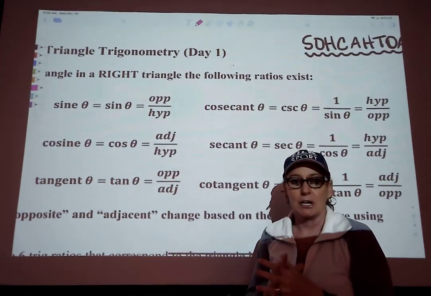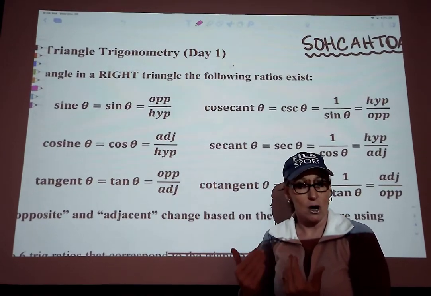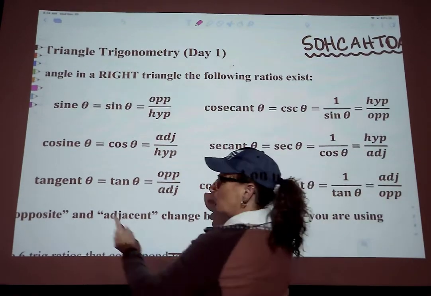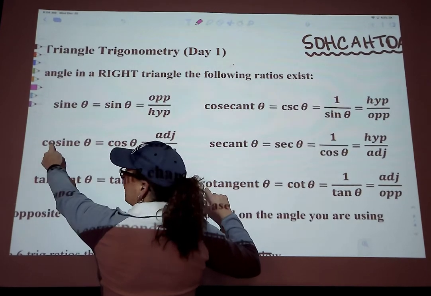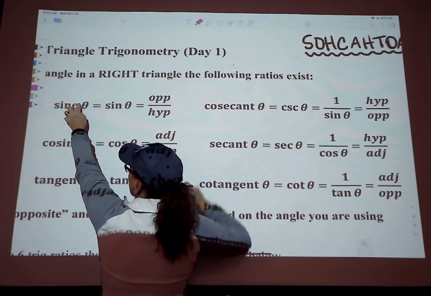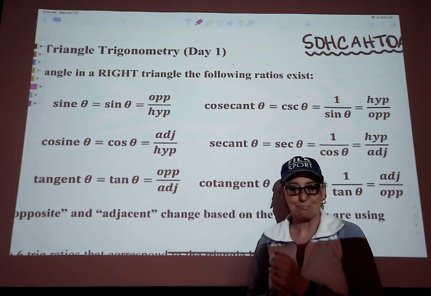Here's the way I remember it. None of your cos are paired together. CO. None of your cos are paired with each other. So this co is not paired with a co. This co is not paired with a co. This co is not paired with a co. No co's go together. Good way to remember those, okay?